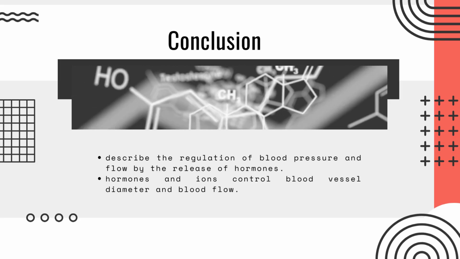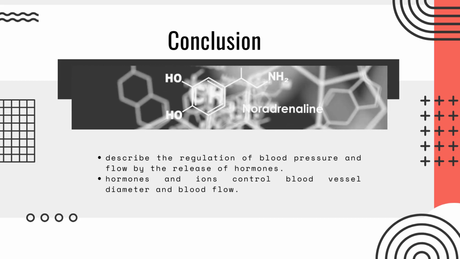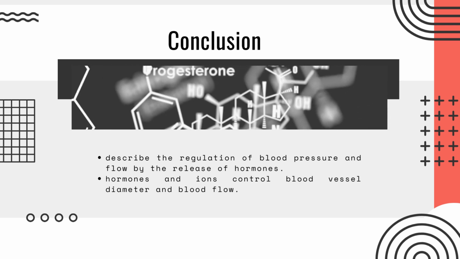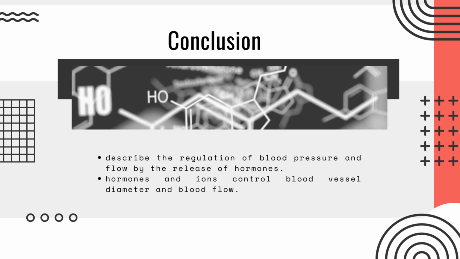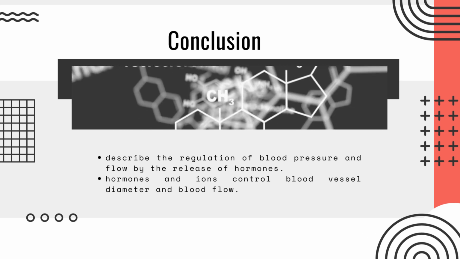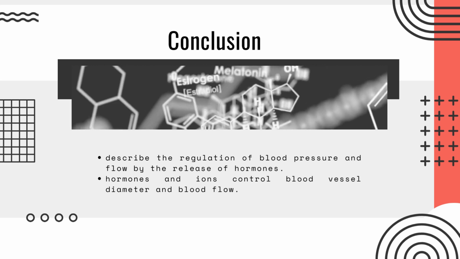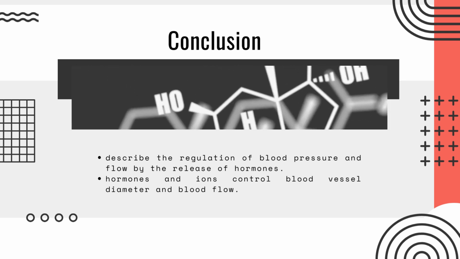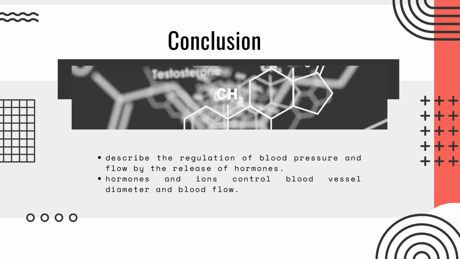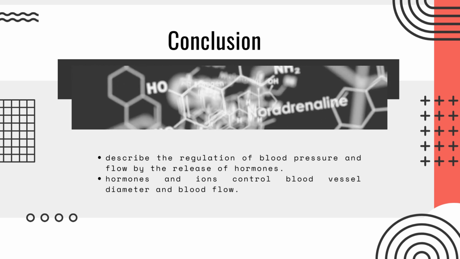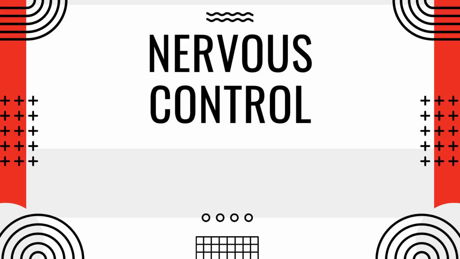In conclusion, we discovered that humoral control is the term used to describe the regulation of blood pressure and flow by the release of hormones. We were able to uncover the vasoconstrictor and vasodilator agents. Collectively, hormones and ions control blood vessel diameter and blood flow, maintaining a healthy balance between blood pressure and fluid retention in the body. And then lastly, we will discuss the system of nervous control.